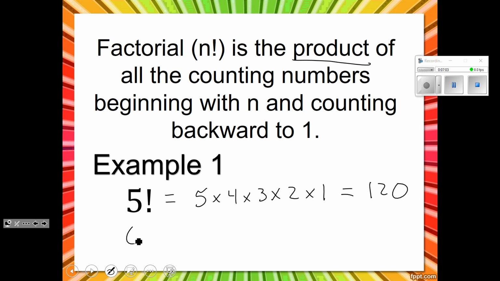Okay? You actually did 6 factorial back there. In order to figure out the number of ways we can take those 6 people and rearrange them in that order is 6 factorial. 6 times 5 times 4 times 3 times 2 times 1, which is equal to what?